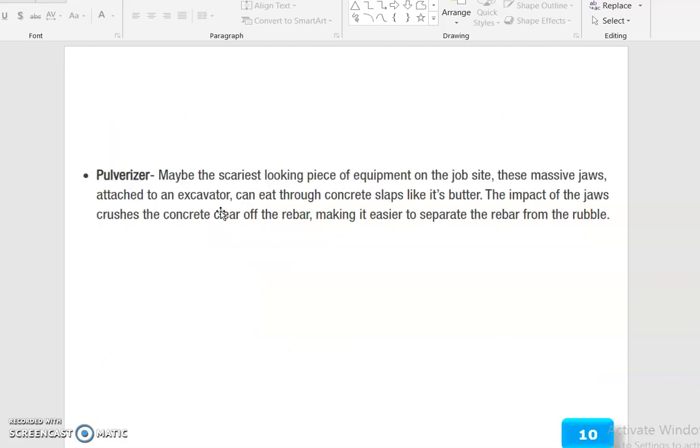Whereas the pulverizer may be the most slight-looking piece of equipment on the job site, these massive jaws attached to an excavator can eat through a concrete slab like it's butter. The impact of the jaws crushes the concrete, cleaning off the rebar and the rubber, making it easier to separate the rebar from the rubble. So these are the equipment we are going to use at the time of demolition.